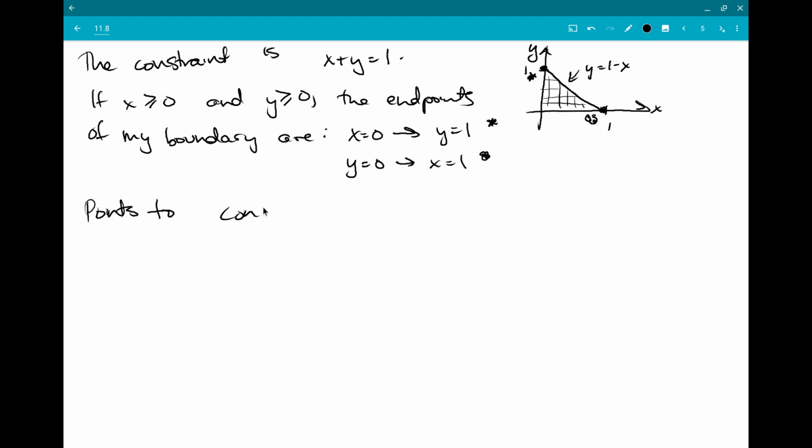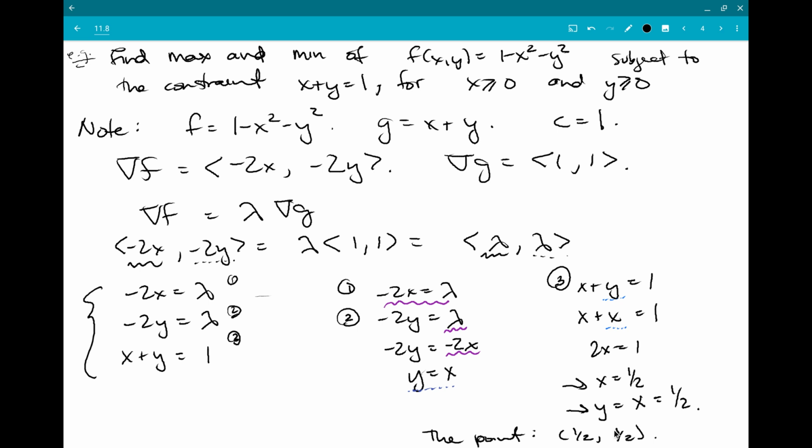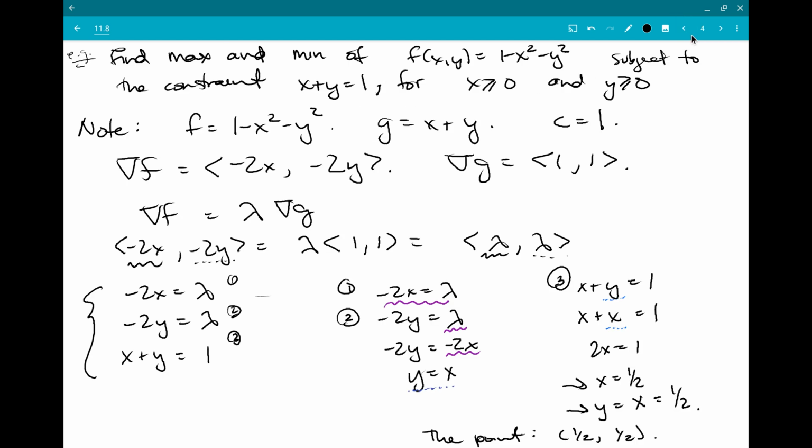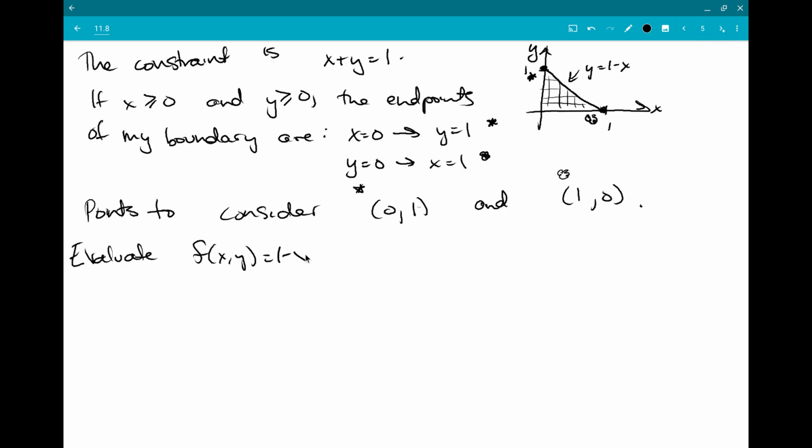So this gives us 2 points to consider. One where x is 0 and y is 1, and the point where x is 1 and y is 0. Along with the point we had before, (1/2, 1/2). And so we're going to evaluate f. Actually, let me just copy it real quick. f of x, y equal to 1 minus x squared minus y squared.